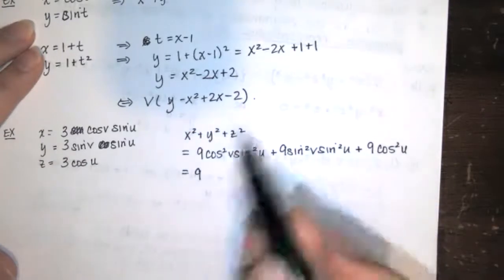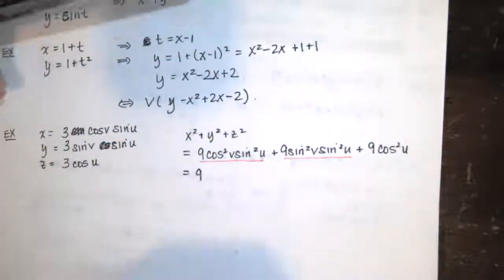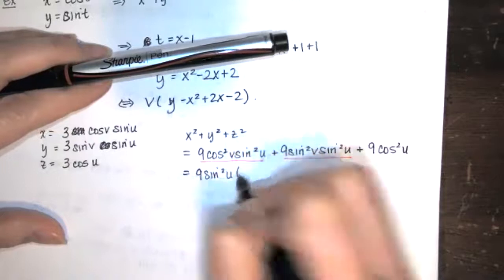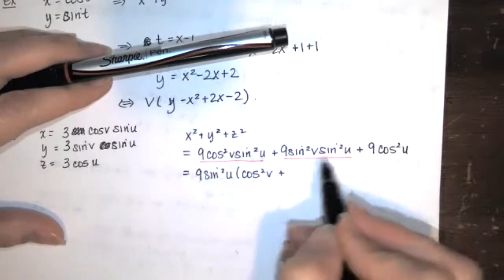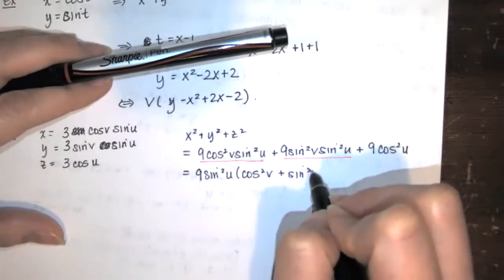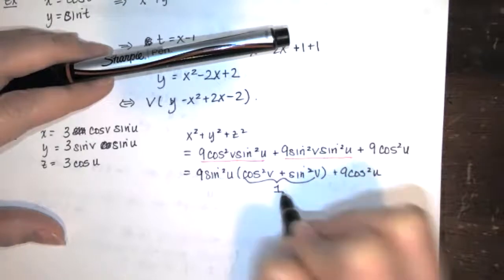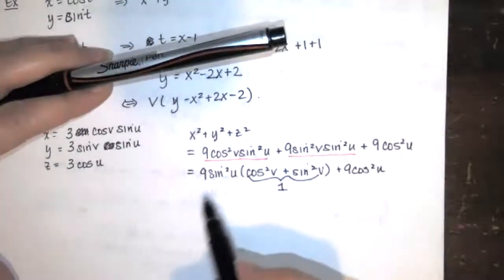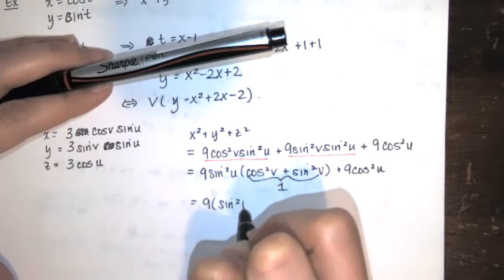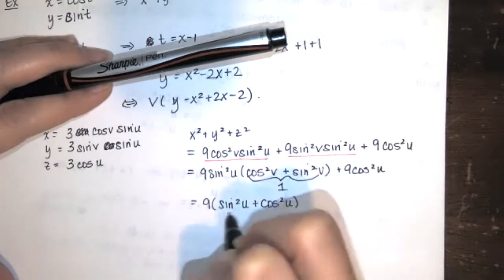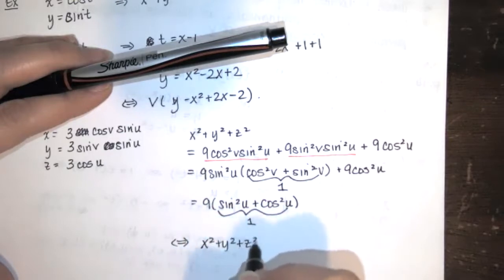And then maybe for these 2 guys, let's factor out a sine squared u as well. 9 times sine squared u times cosine squared v gives us our first term, and 9 sine squared u times sine squared v gives us our second term. And I'm sure that this is all very familiar to you from calculus 3. That's equal to 1. And now I have 9 sine squared of u plus 9 cosine squared of u. If we factor out the 9, we've got sine squared u plus cosine squared u, which equals 1. And so we have the equation x squared plus y squared plus z squared equals 9.